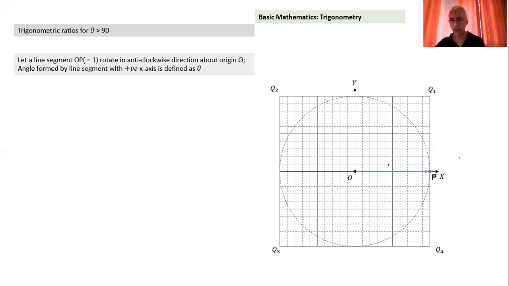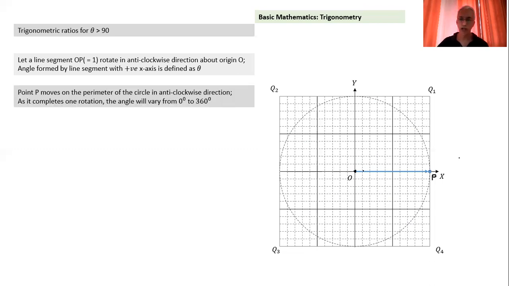What do you understand here, and how are we measuring the angle? We are measuring the angle line OP makes with the positive x-axis. We can think of the motion of the line segment, or the motion of point P. Point P is moving on the perimeter of a circle of unit radius. We have taken OP to be 1. So this length is 1, and each of the 10 divisions is equal to 0.1 unit. We have drawn a graph also, which makes things a little easier to understand.